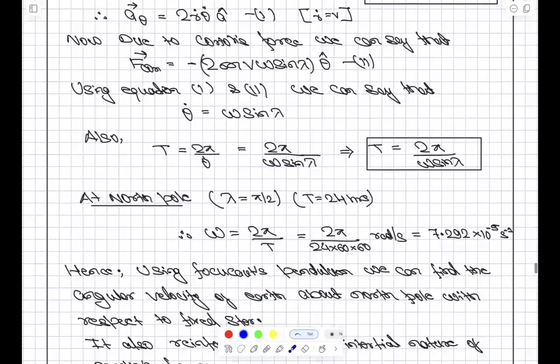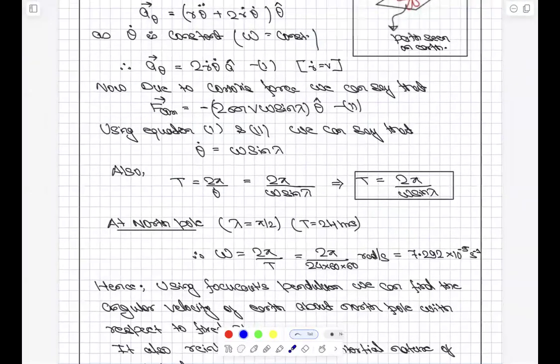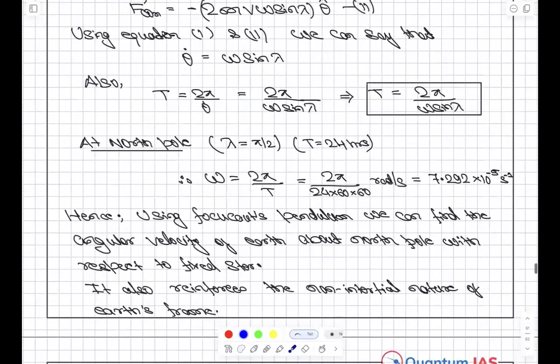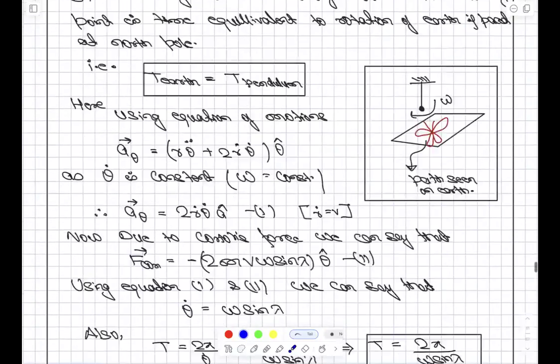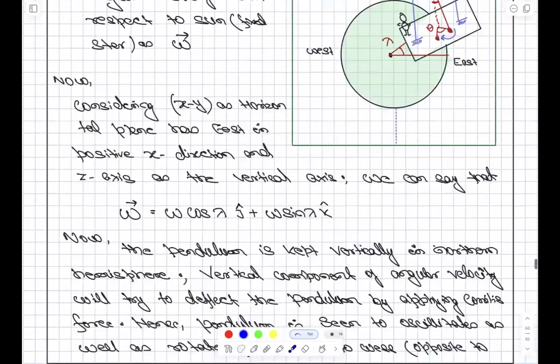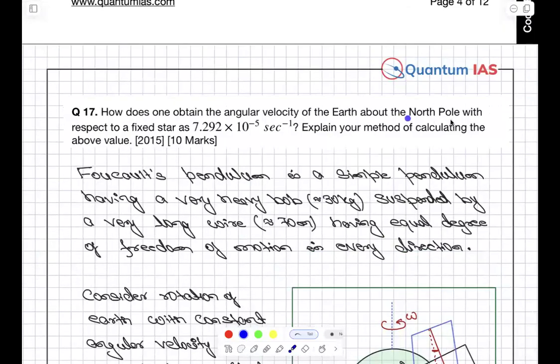So using Foucault pendulum, we can find the angular velocity of Earth about North Pole with respect to a fixed star, it also reinforces the non-inertial nature of the Earth's frame. Now, read the question again. What was the question talking about? How does one obtain angular velocity of Earth about North Pole?